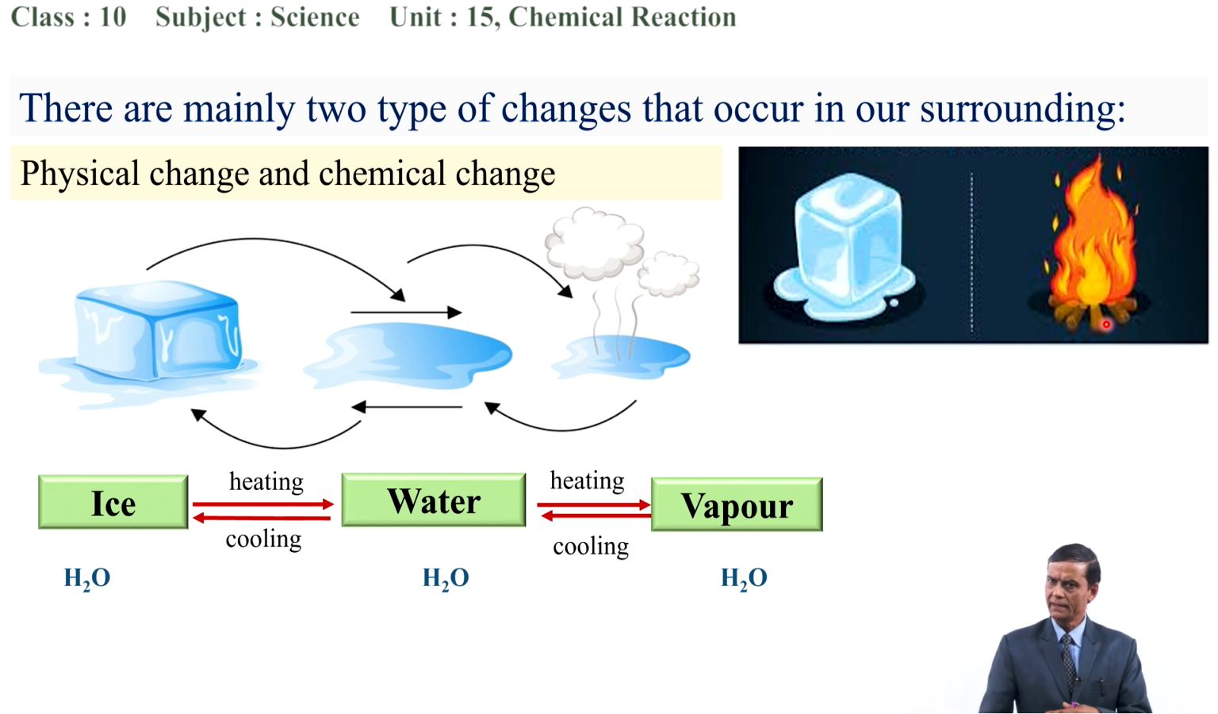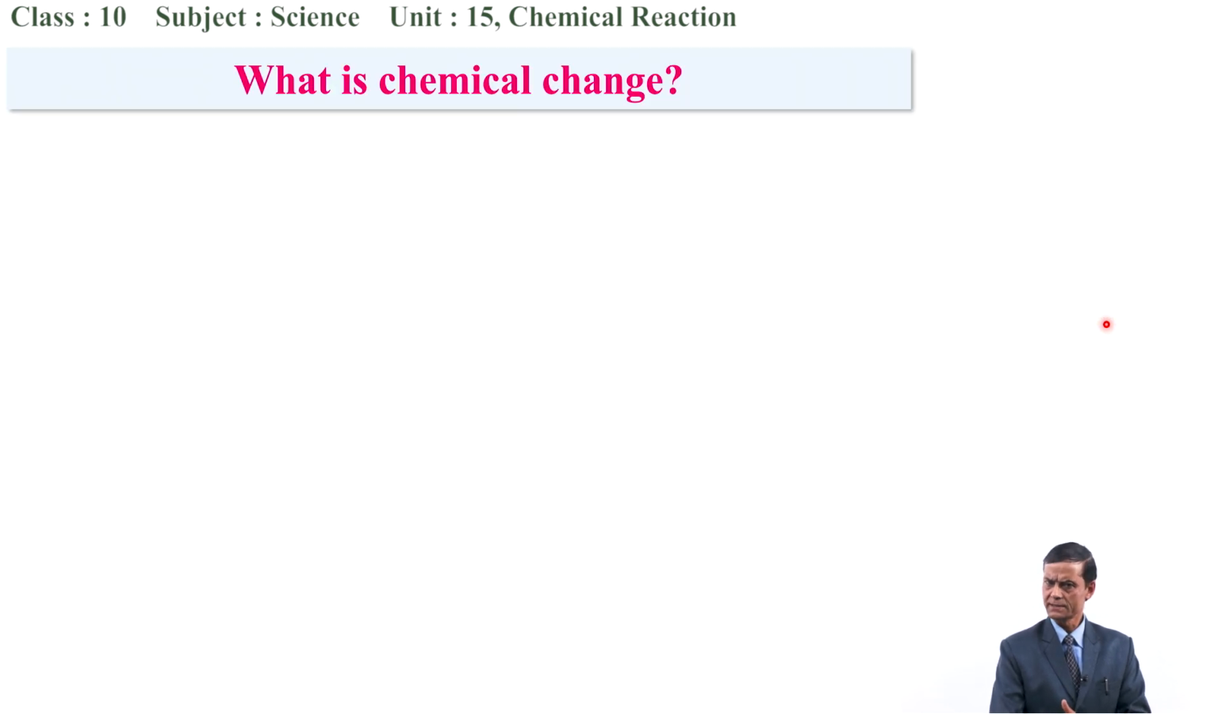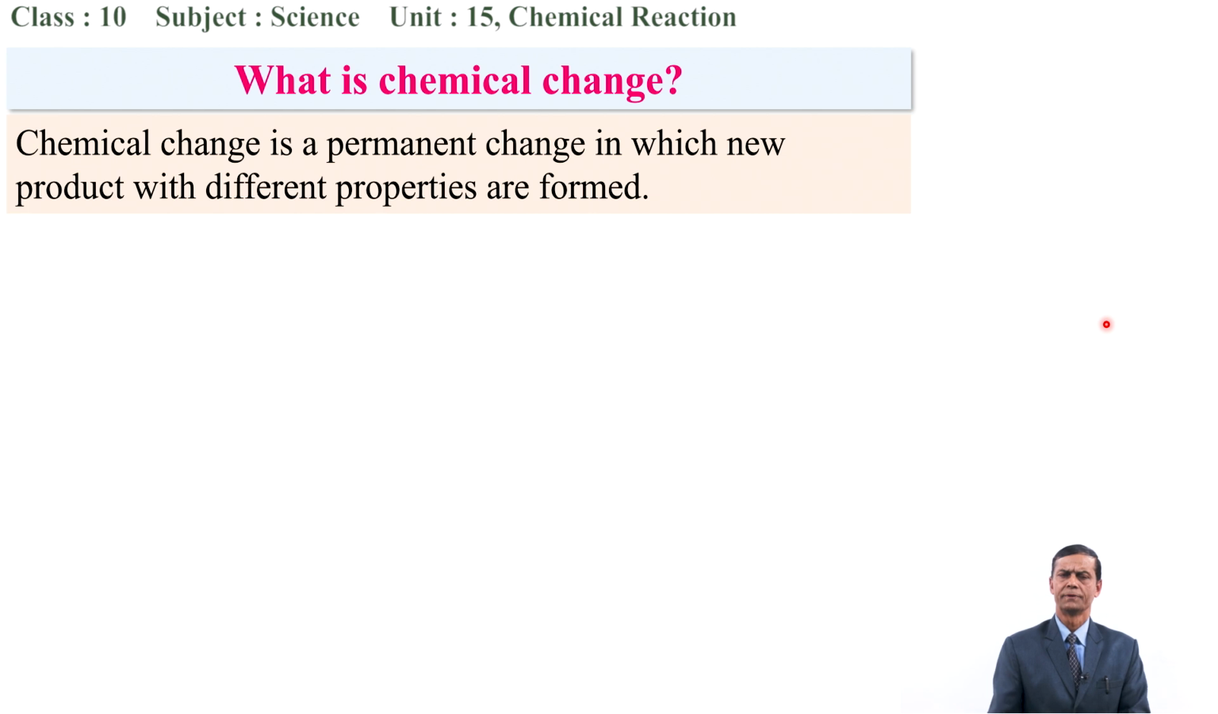Now, if we understand about the chemical change, then we should think what is chemical reaction. Think properly about chemical reaction. What is the relationship between chemical change and chemical reaction? Yes, what is chemical change then? You know, chemical change is a permanent change in which new substance, new product with different properties are formed.